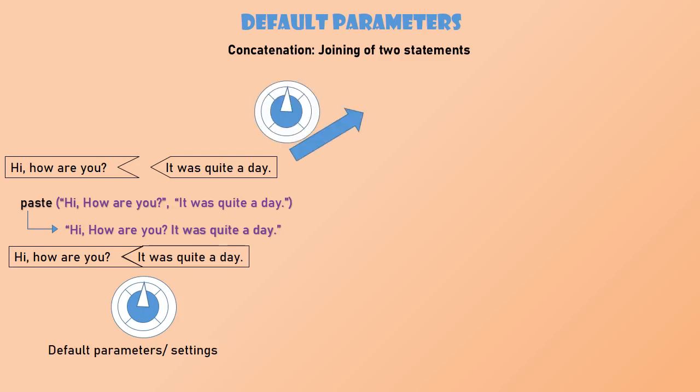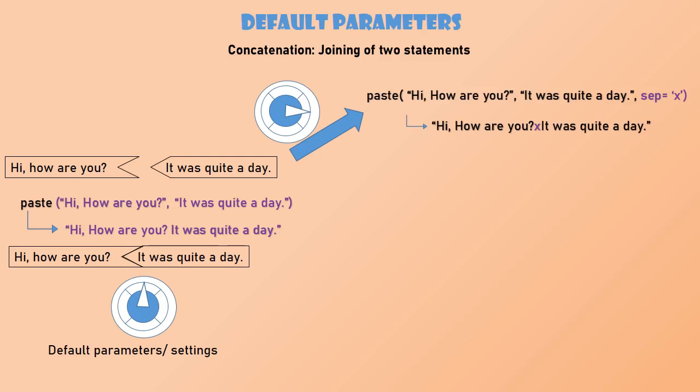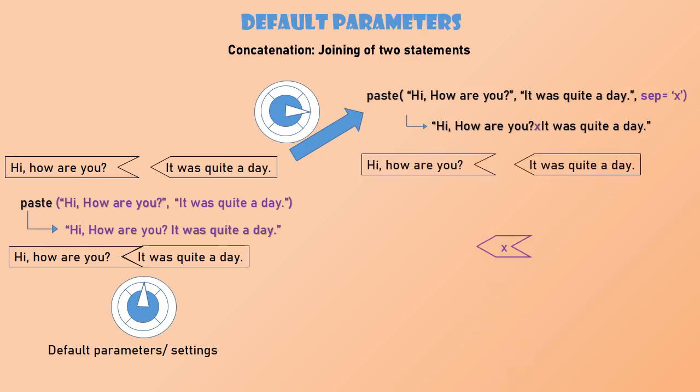Now let's change the default parameters. This time we will write an additional parameter beside the data values, that is, sep. sep refers to the separator between the data values. By default it is space. In this case we change it to X. Now the paste function will result in "hi how are you X it was quite a day". There won't be any space between the two data values.